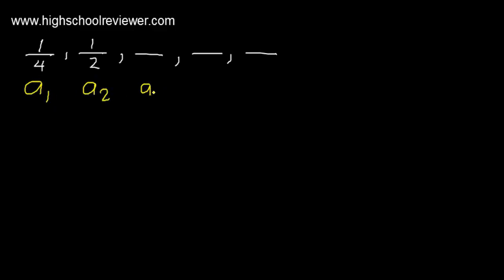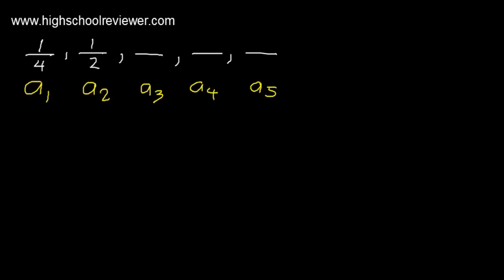Geometric sequence, our problem: we have positive 1 over 4, positive 1 over 2, and we need to find the next remaining 3 terms. So let's call 1 over 4 our a sub 1. So let us call this a sub 1. This will be a sub 2, a sub 3, a sub 4, and this will be a sub 5.